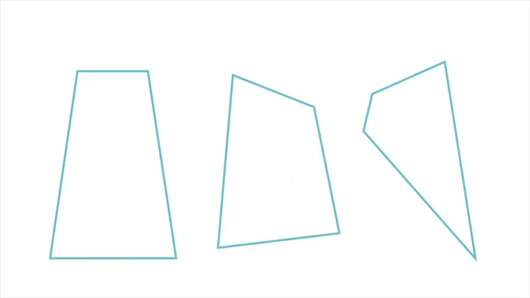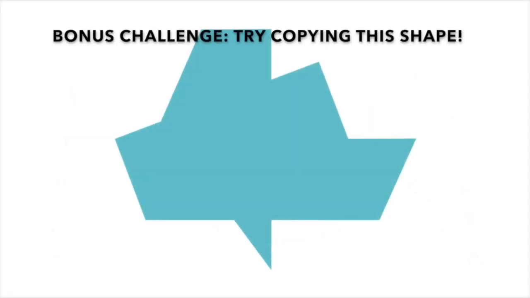After pausing again, draw each shape on the screen 3 times and hit play. After pausing again, draw each shape on the screen 3 times and hit play. If you want more practice, try copying this multi-sided complex shape.